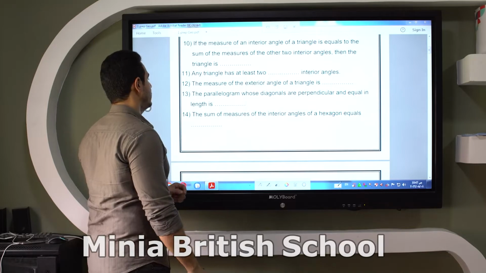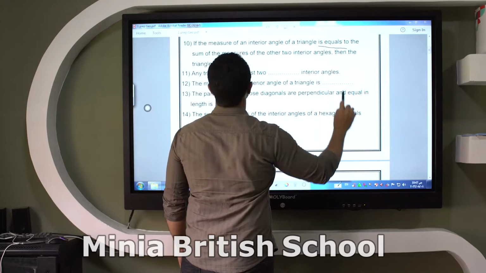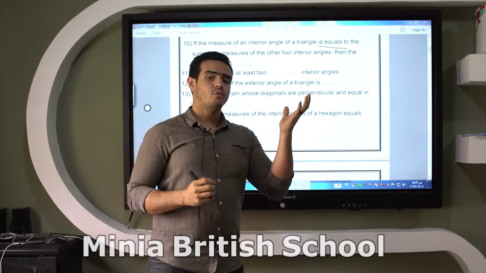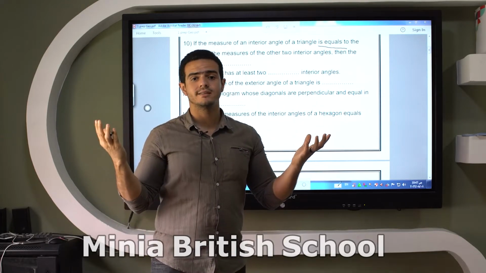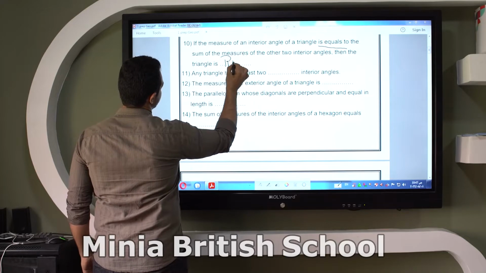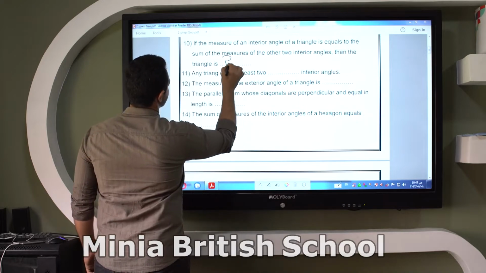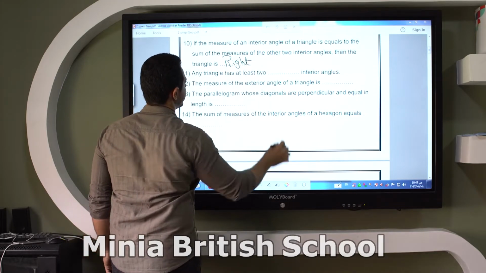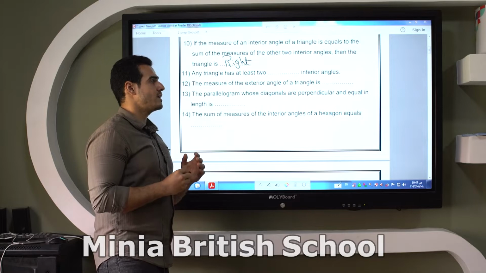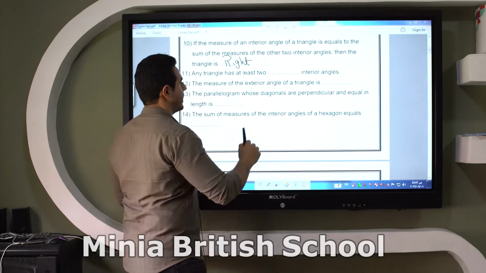Okay, let's continue. Number 10, the measure of an interior angle of a triangle is equal to the sum of the measures of the other two interior angles. If we have one angle equal to the sum of two angles, then this triangle will be a right angled triangle. Okay, any triangle has at least two what interior angles? Any triangle must have at least two interior acute angles.